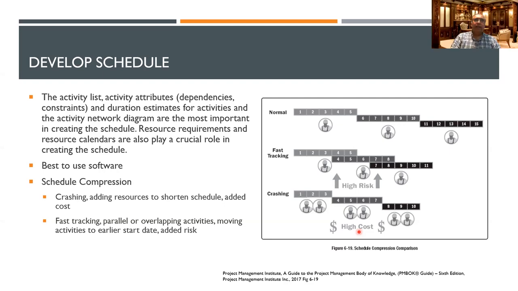So that was crashing. One thing you can do is add more people, and obviously there'll be higher cost. The second thing you can do is called fast tracking: parallel or overlapping activities, moving activities to an earlier start date, but there's an added risk. In the case of fast tracking, you will still have three people. You don't add more people, but you make them work together simultaneously, at the same time.